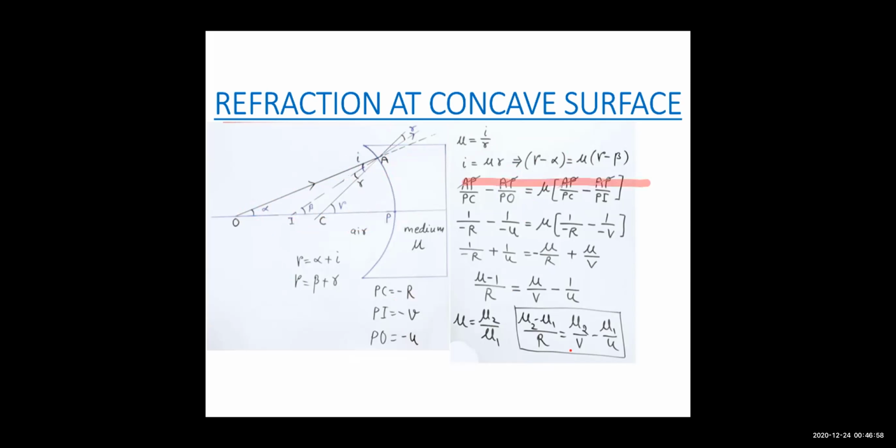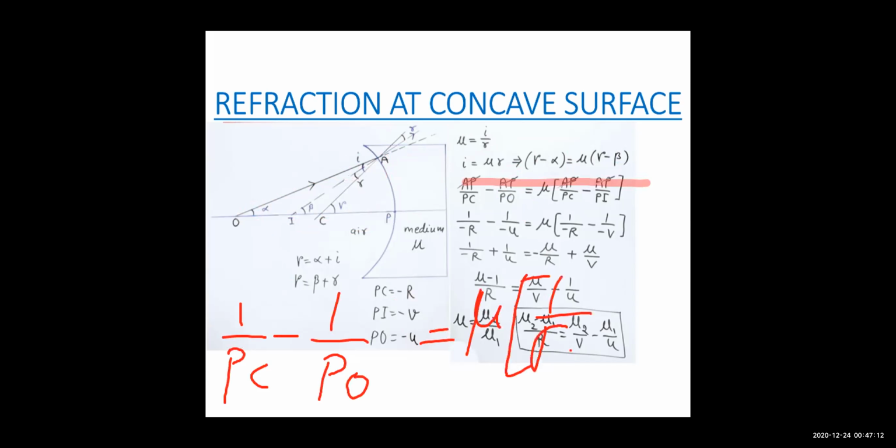Now you can see that AP is on both sides, so AP will get cancelled. And as AP gets cancelled, we are left with 1 upon PC minus 1 upon PO, which is equal to mu times 1 upon PC minus 1 upon PI, right? Now we know the value of PC. PC is minus R, so we have substituted minus R instead of PC. PO is minus U, so we have put minus U instead of PO. Again PC is minus R, and PI value is minus V.